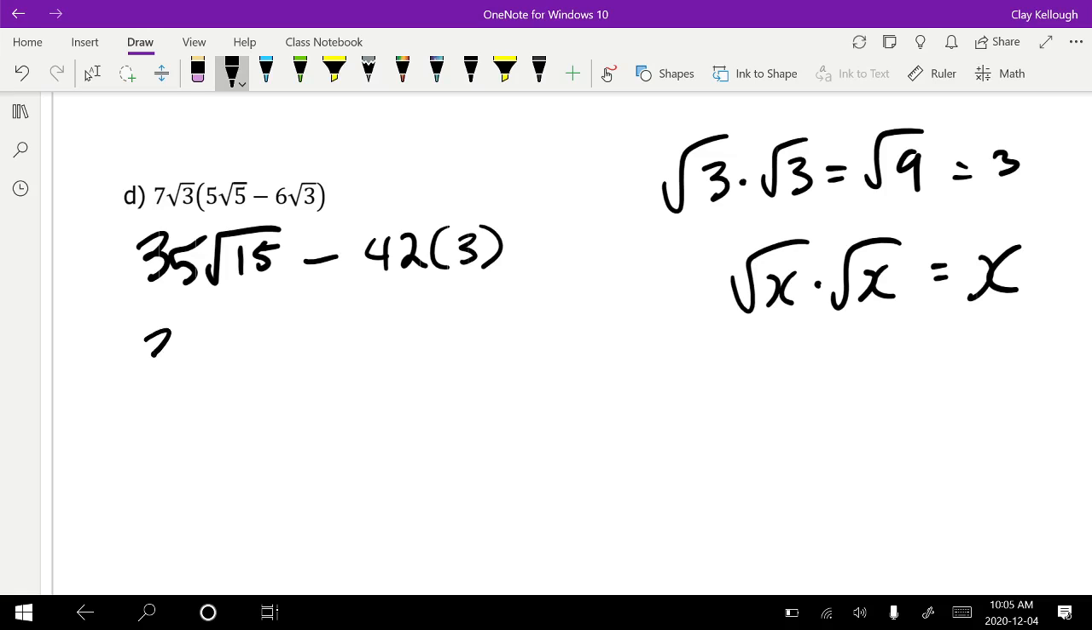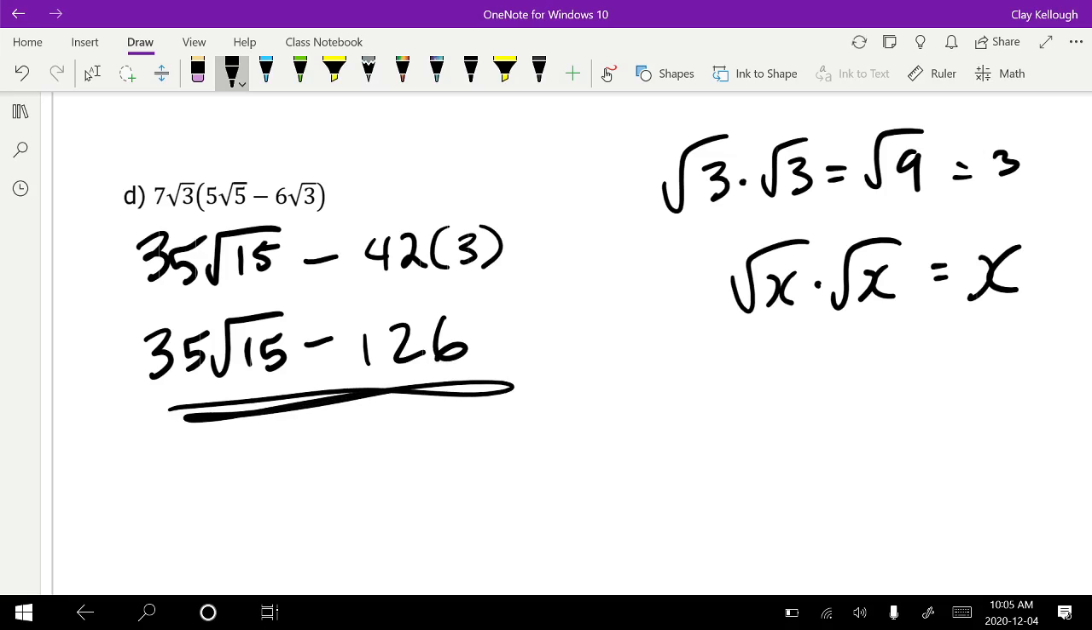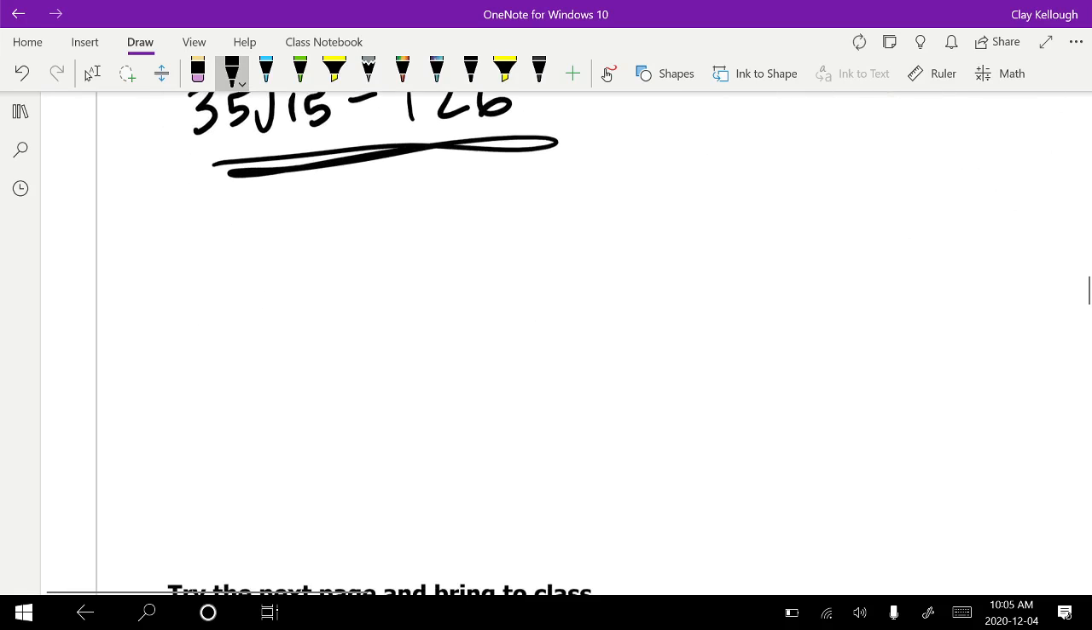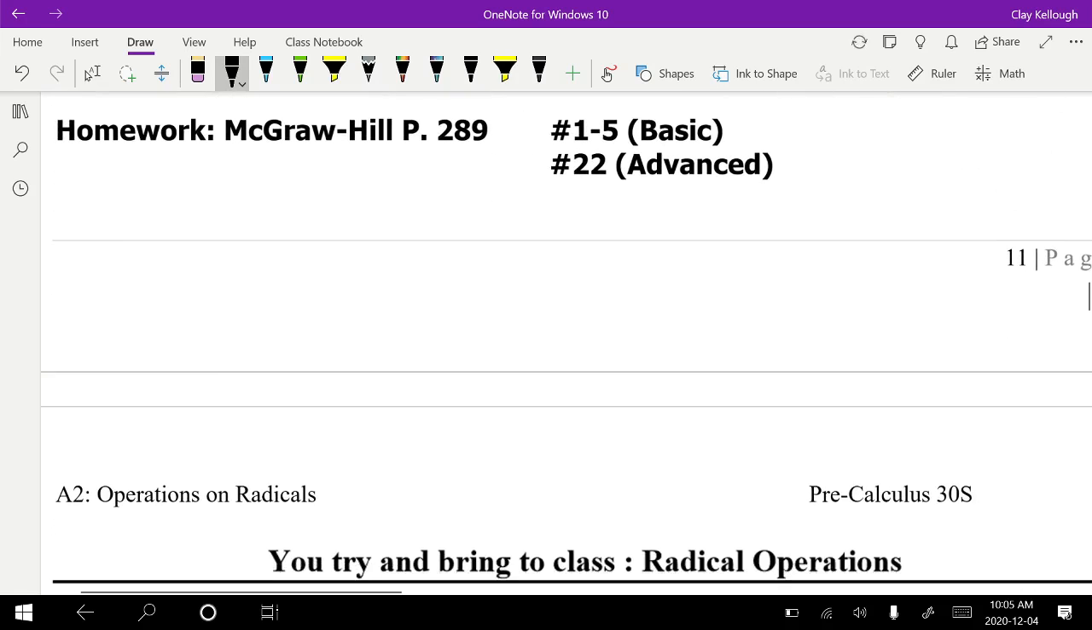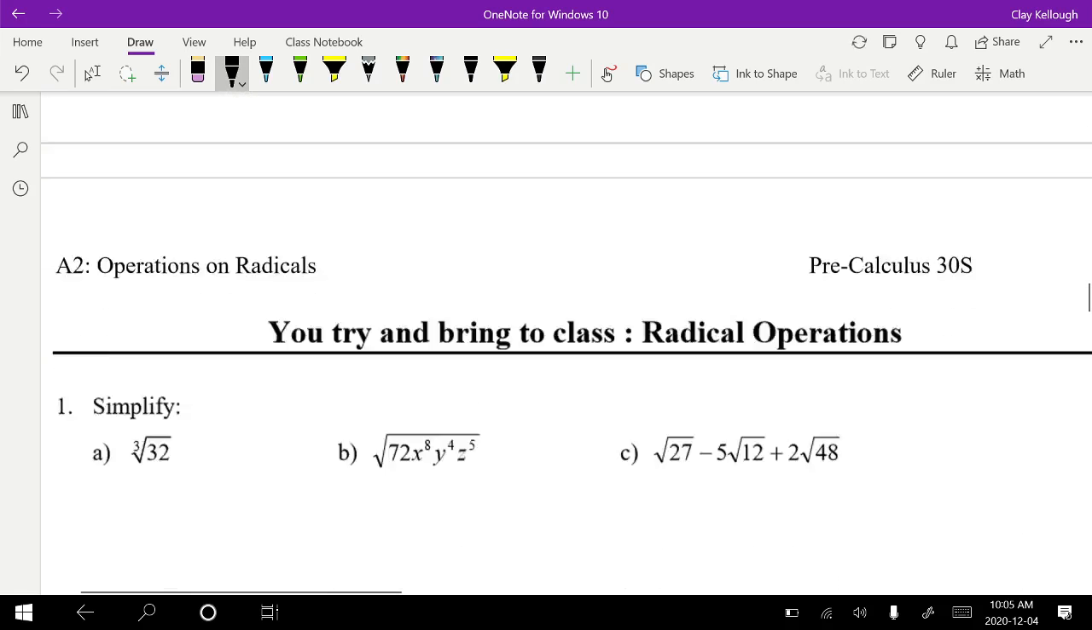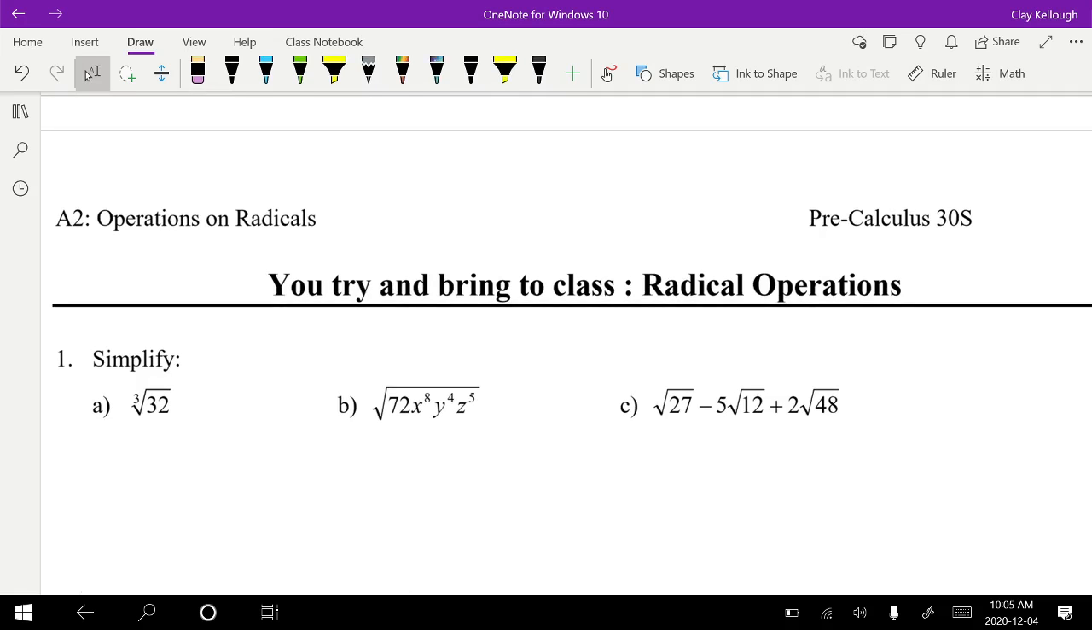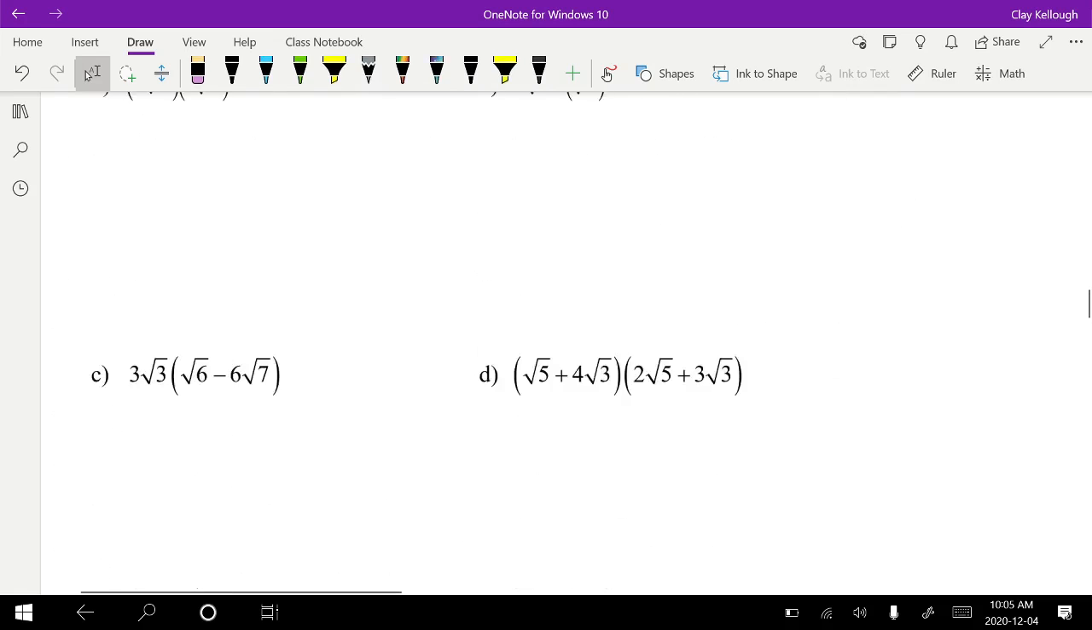So that's going to be 35 root 15 minus 3 42s. You should be able to do that. 3 40s, 3 12s with a 0, or 12 with a 0. So that's 120 plus 6, so 126. Can I simplify that anymore? No. 15 doesn't have any perfect squares in it. All right. There we go. Once again, the next page is a you try. So this is part of your homework. We will correct this when I see you next class.